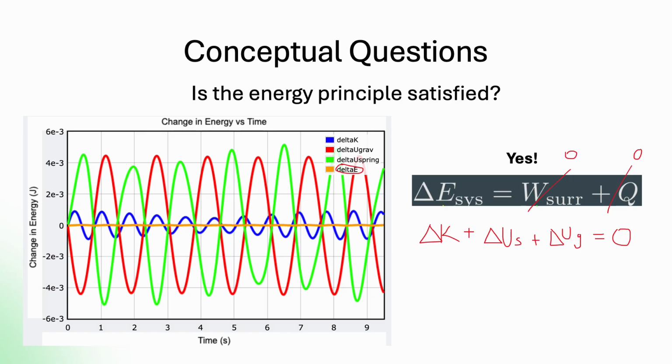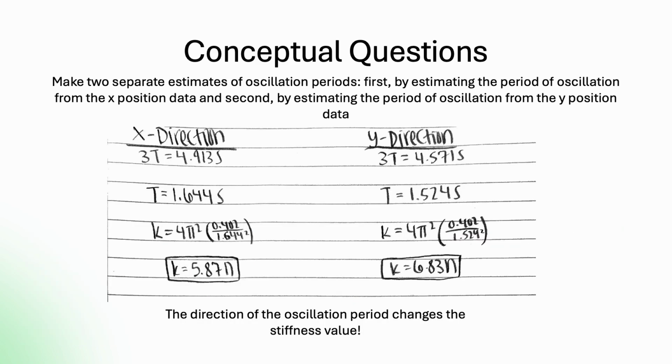Yes. We want to focus our attention on this orange line, which is delta E. Earlier we said that delta E was equal to 0 because there was no work done by the surroundings and there was no heat added to the system. So we had the change in kinetic energy, the change in potential spring energy, and the change in gravitational potential energy, and all of this summed to 0 at all time points.